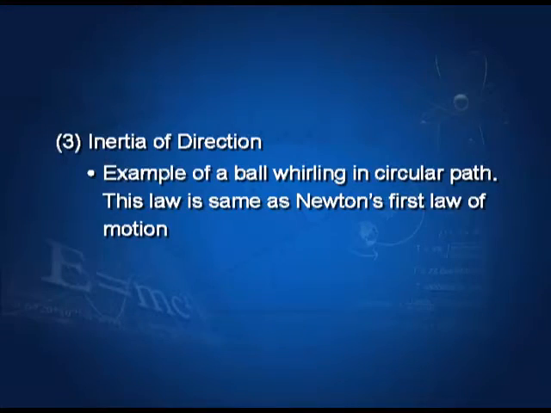The third type of inertia is inertia of direction. It says that any object which is moving in a straight line opposes any change in its direction. For example, an object is tied with a string and is being whirled on a circular path. If you release the string, then the body moves in a straight line. That means the body will not change its direction anymore.